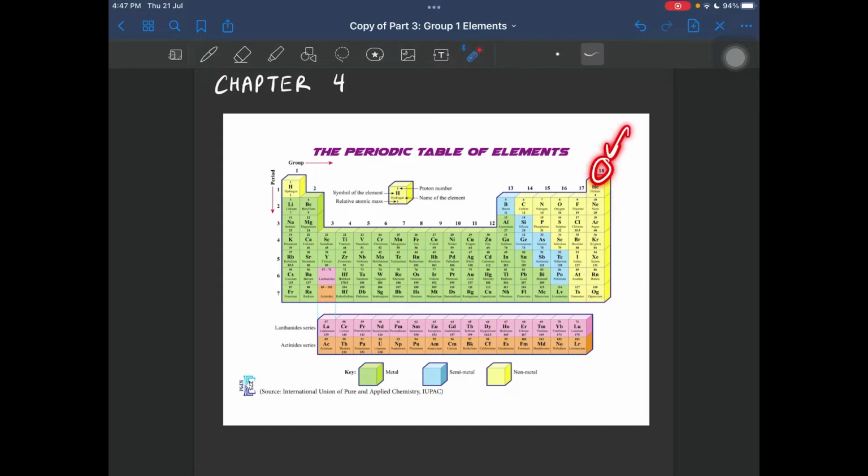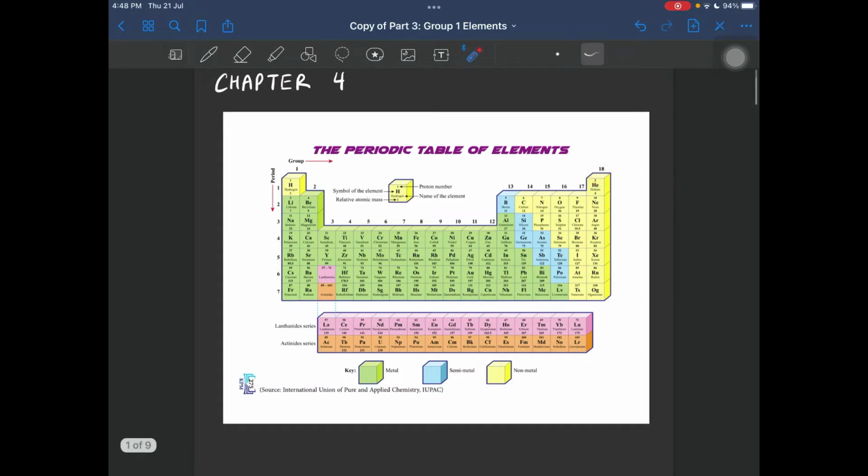Okay, and in Part 2 we have learned about group 18 elements, and the special characteristic that group 18 elements have is that all group 18 elements have achieved either stable octet or duplet electron arrangement, right? For helium, it has achieved stable duplet, and for everything else, it has achieved stable octet electron arrangement.